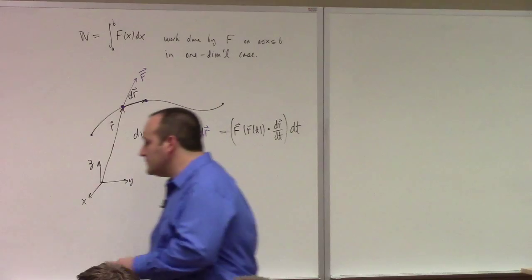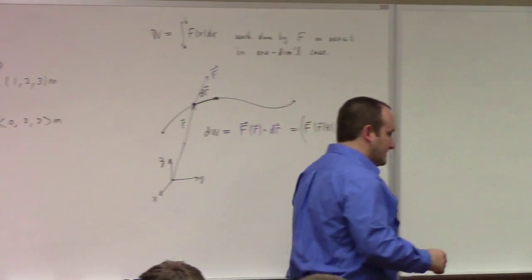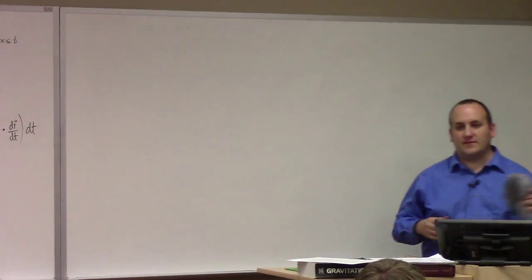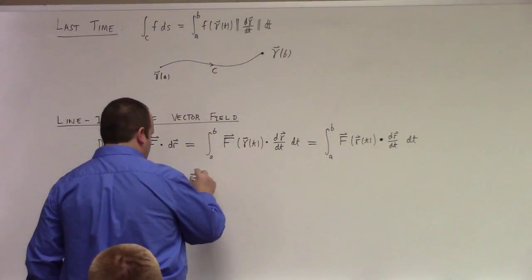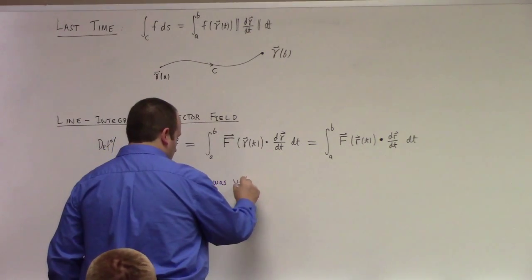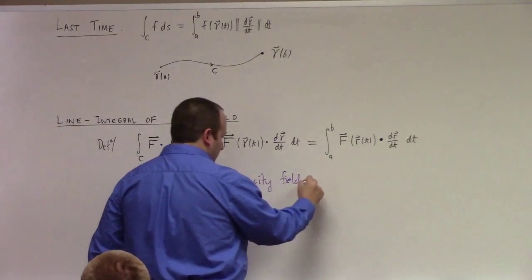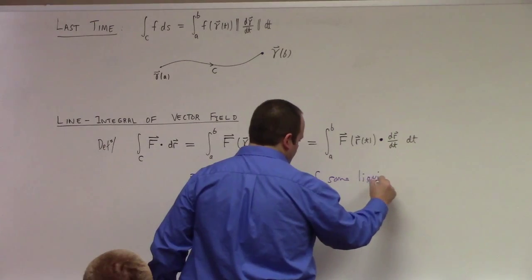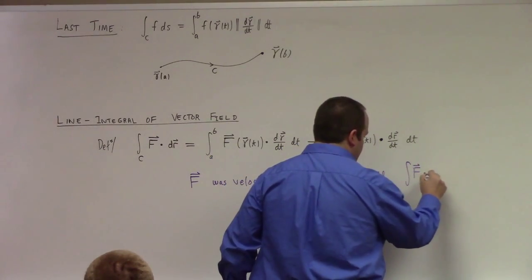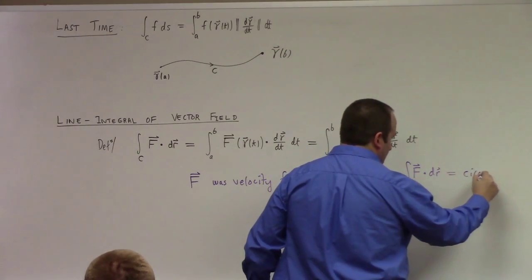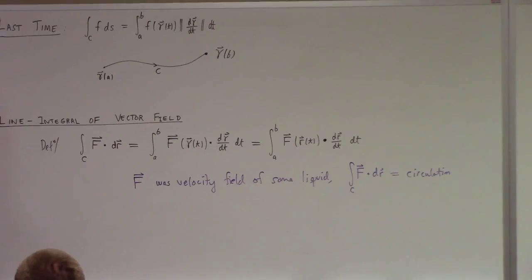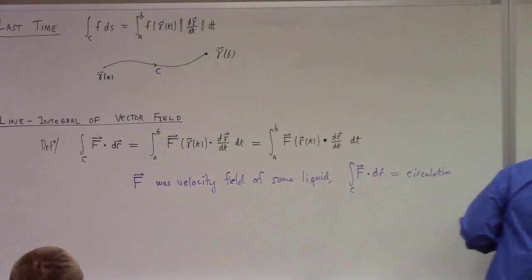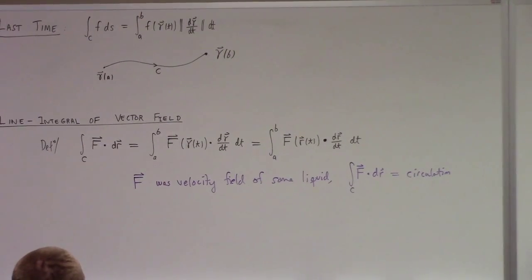What else does it do? Sometimes this is called the circulation of the vector field. So if F was a velocity field, the velocity field of some liquid, then it is literally the case that F dot dr along the curve C calculates the circulation of the liquid along the curve. So in any event, this line integral calculates essentially how the vector field lines up with the curve.